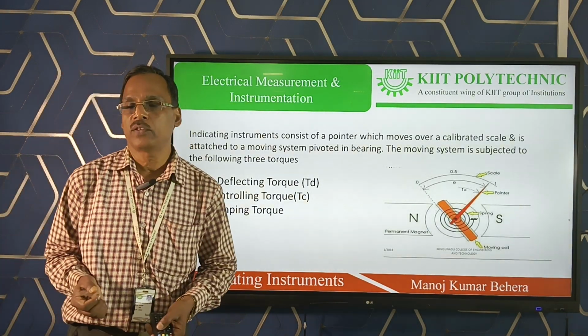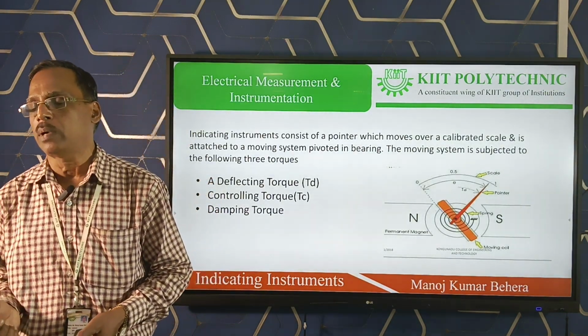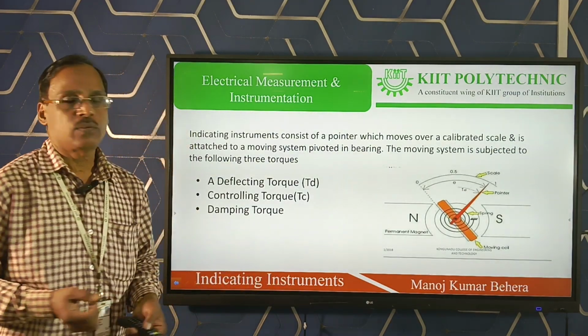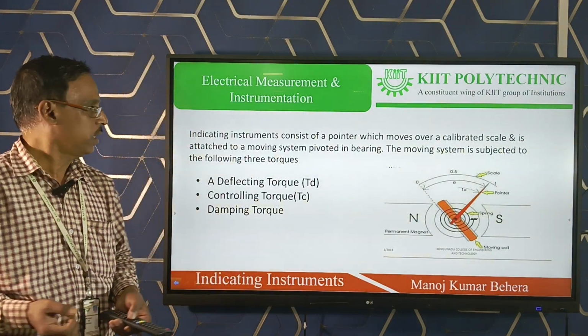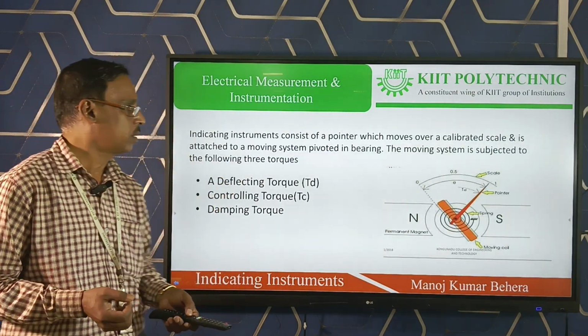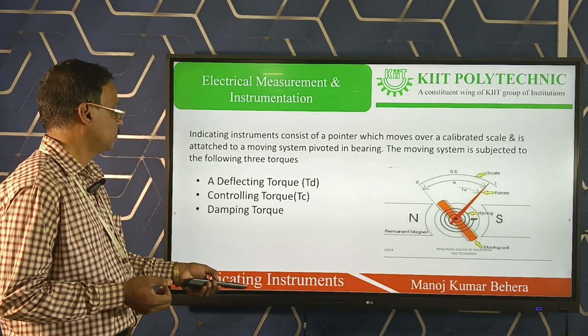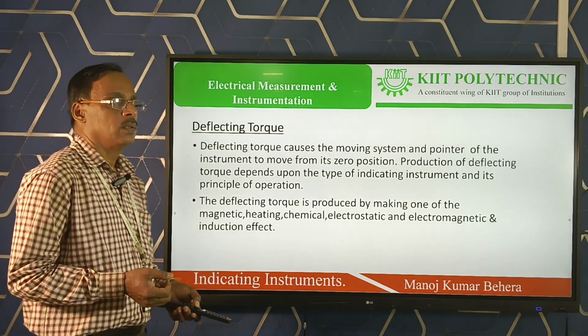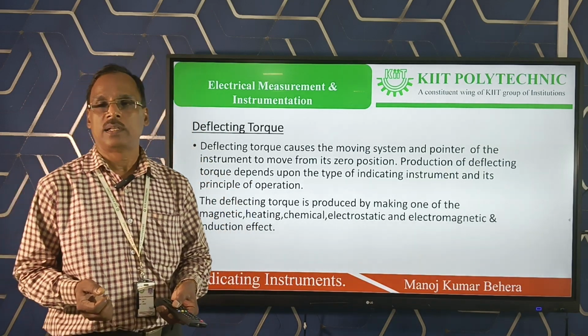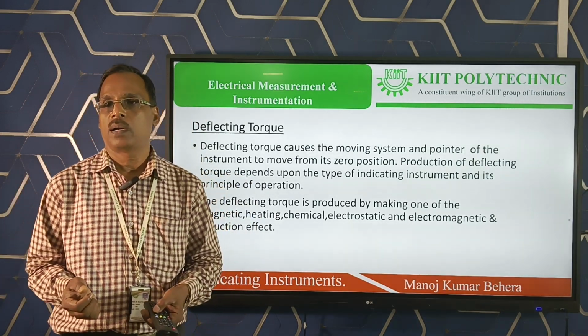Generally, indicating instruments are subjected to different torques. What are the different torques? First one is deflating torque, next one is controlling torque, and third one is damping torque. So any indicating instrument is subjected to three torques: the deflating torque, controlling torque and damping torque.